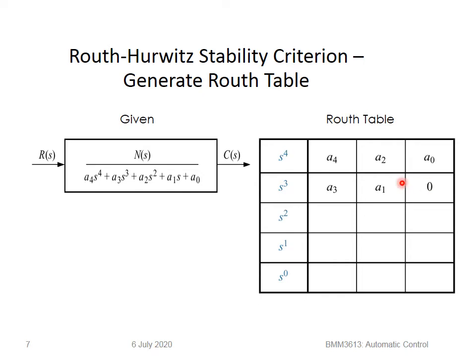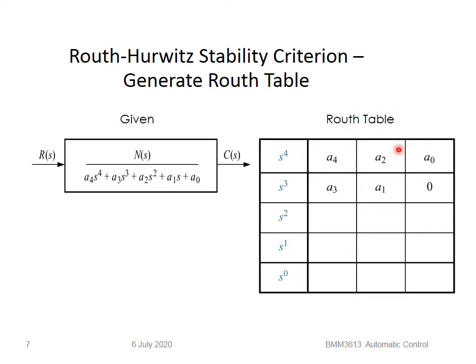5 lines. So how do we fill in these lines? We will start with the first 2 lines. The first 2 lines will be filled in with the coefficients of the polynomial. How do we arrange the coefficients inside the table? The first column of the first line will be filled with the coefficient of s to the power 4, which is a4. The first column of the second line will be filled in with the coefficient of s to the power 3, which is a3. So we start with a4 and a3. In the next column, we fill in a2, a1, a0, and 0.